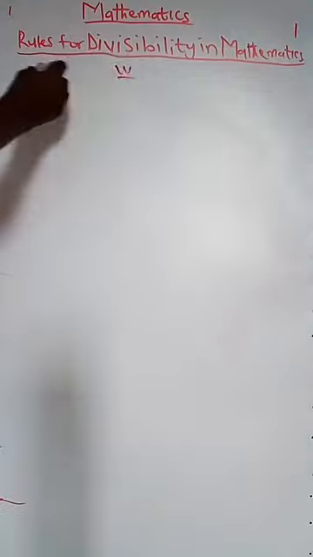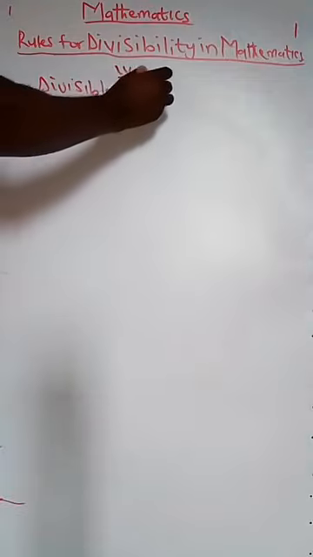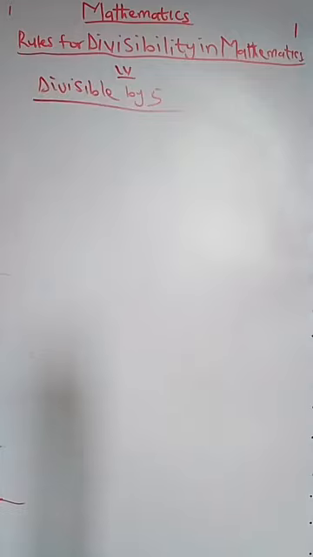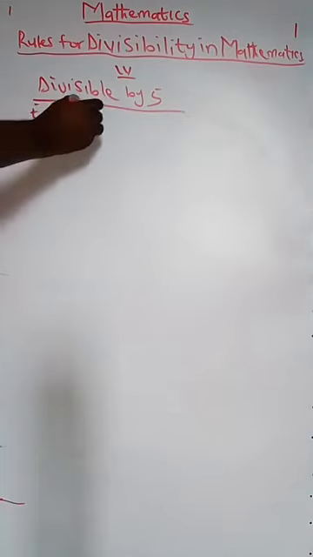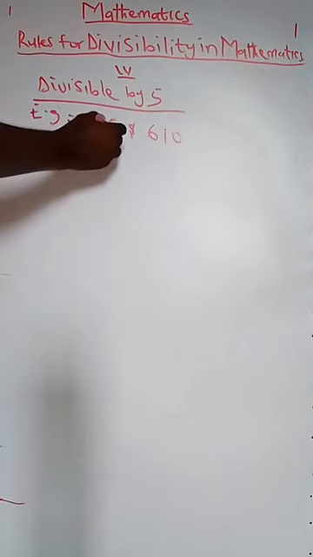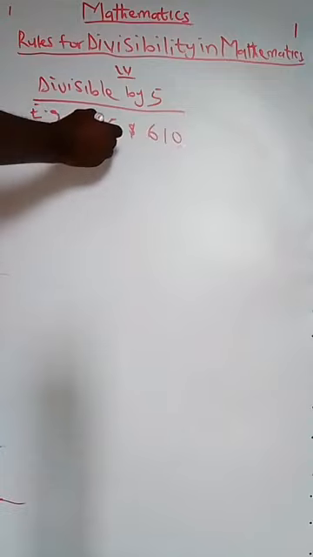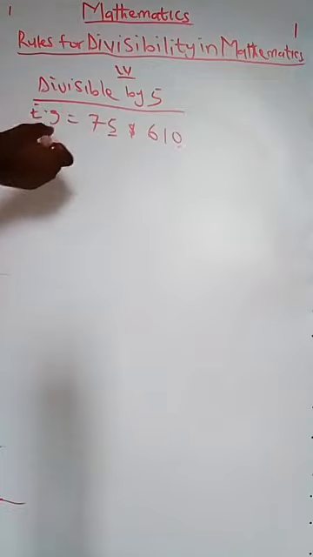4. Divisible by 5. A whole number is divisible by 5 if its last digit is 5 or 0. This is very simple. E.g., 75 and 610. The last digit of 75 is 5, and the last digit of 610 is 0. So these numbers can be easily divided by 5.